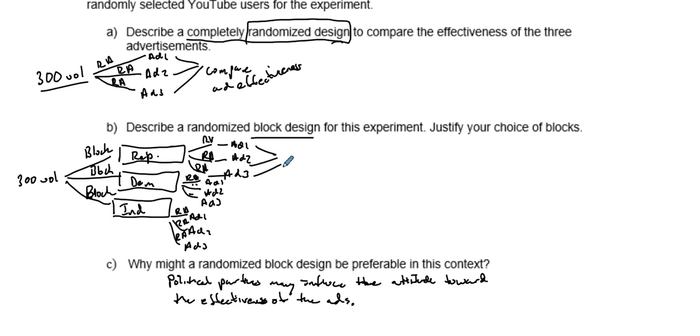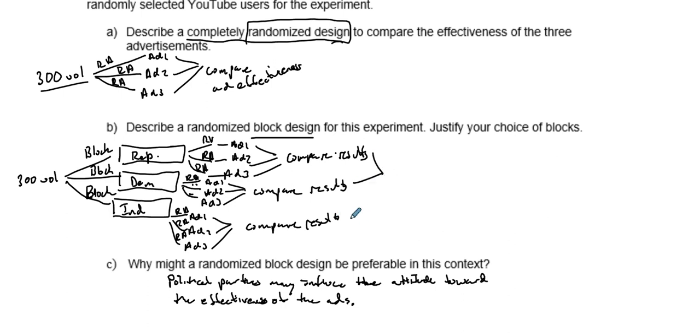Now from each one of the different blocks, we compare the effectiveness, we compare results. From these results, we can see if there really is a difference. Maybe ad 1, 2, or 3 may not affect Republicans that much, maybe won't affect Democrats that much, however maybe it would sway more for independents. So from there we can compare the results in each one to see which would be the best ad overall.